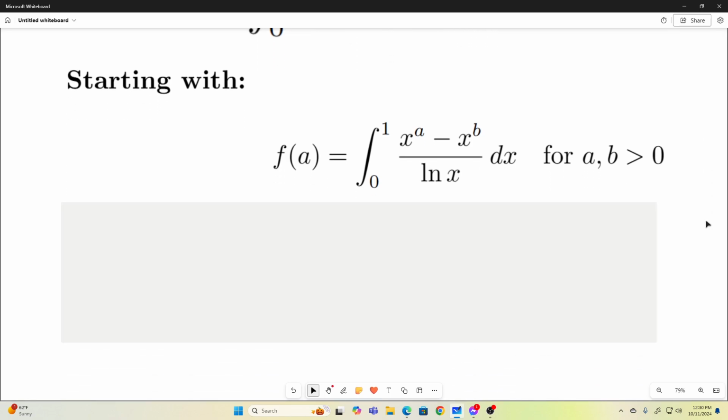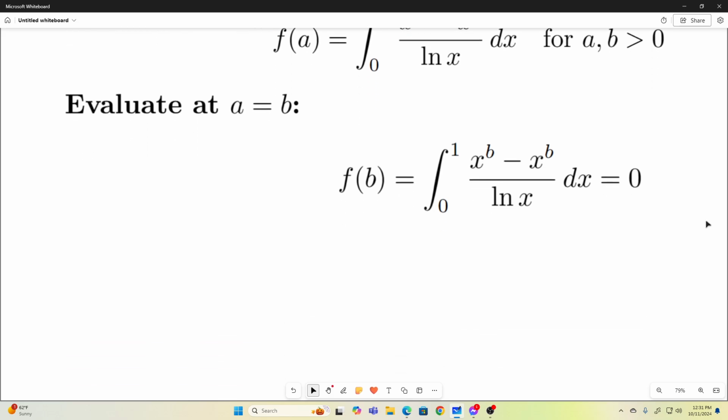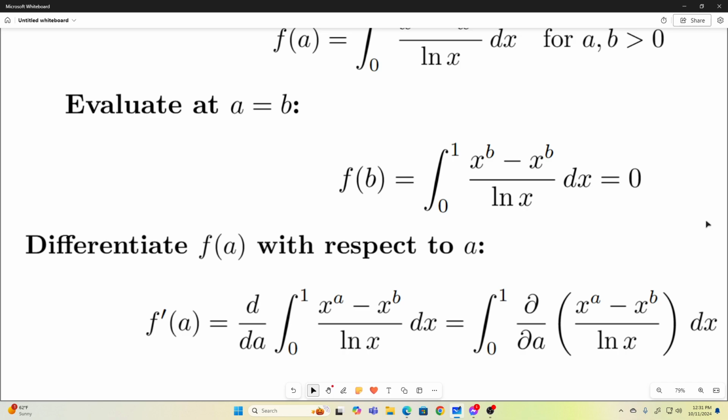All right, so our next step is we will evaluate our function of a at the point a is equal to b. And if we do that, you can see that the entire integral evaluates to 0. Next, we'll utilize the Leibniz rule for differentiation under the integral sign to find the derivative of f of a, or f prime of a.